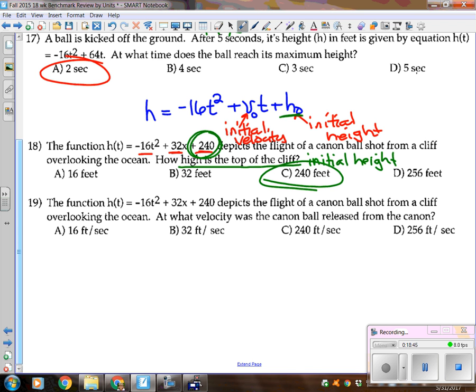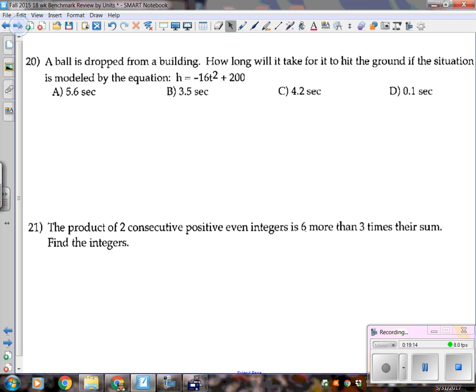Number 19, same function, same height, cannonball from the cliff. At what velocity? Again, the number that's actually built into the equation, the velocity is always the number in the middle with the letter t. Do you know what it is? It's not 16. It's not 240. I'm not calculating 256. It's there for me to pull out of the equation and recognize what information they're giving me. So that's a review of how we actually make our equation.